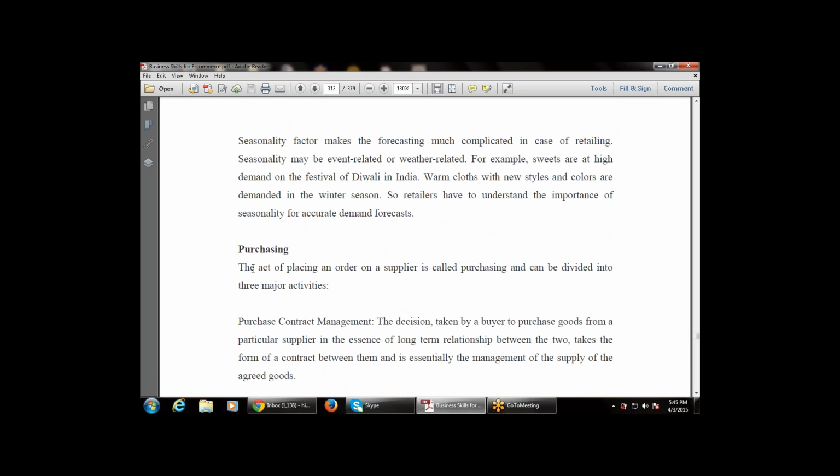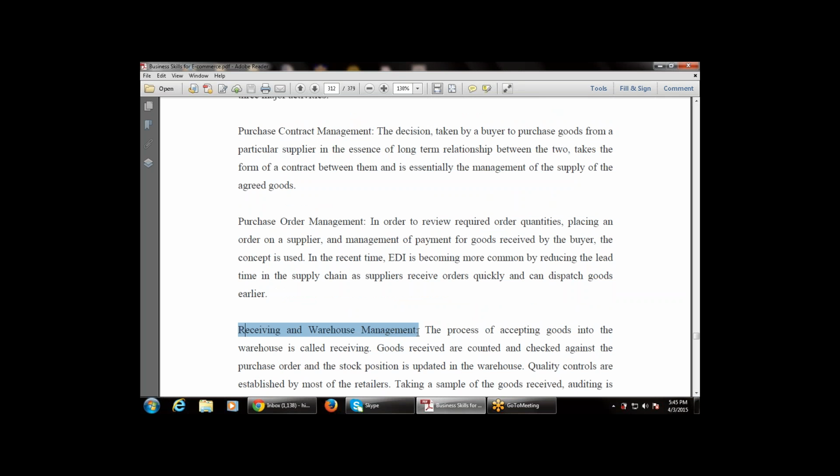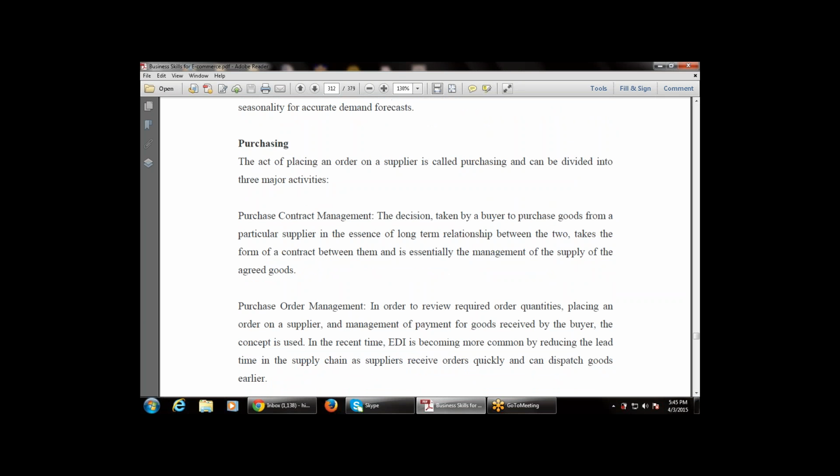Then purchasing, that is the act of placing an order on a supplier, is known as purchasing and can be divided into three major categories or activities. One is purchase contract management, purchase order management, and receiving and warehouse management. So purchasing is also one of the major advantages provided by the logistic functions.